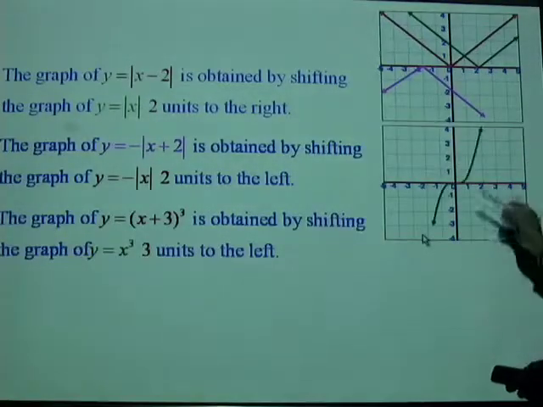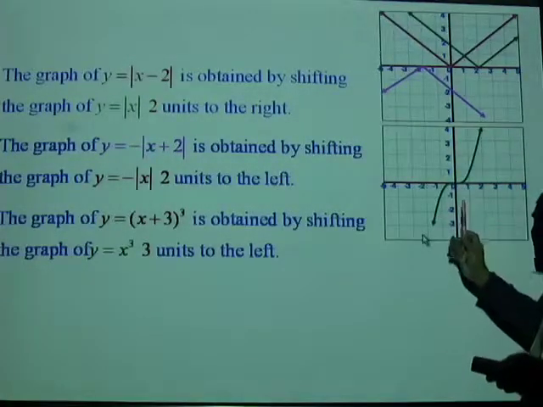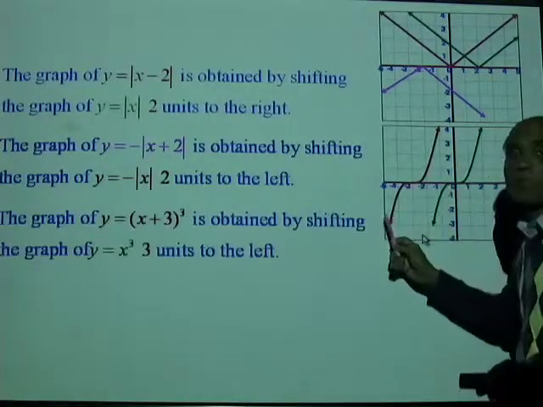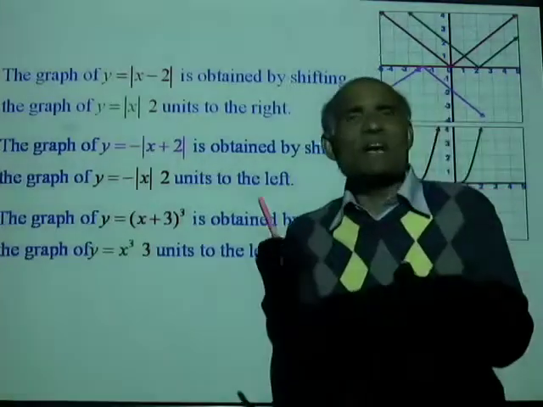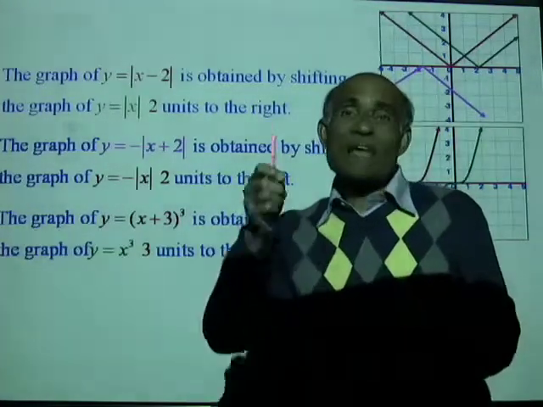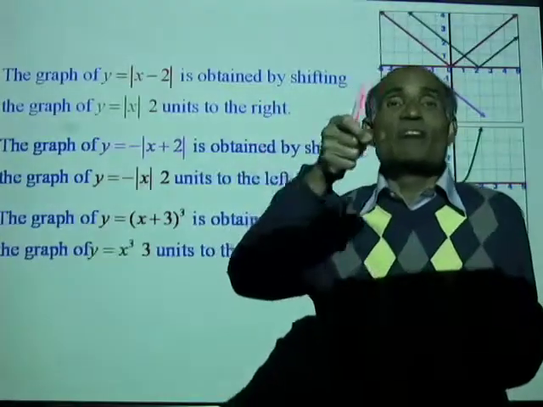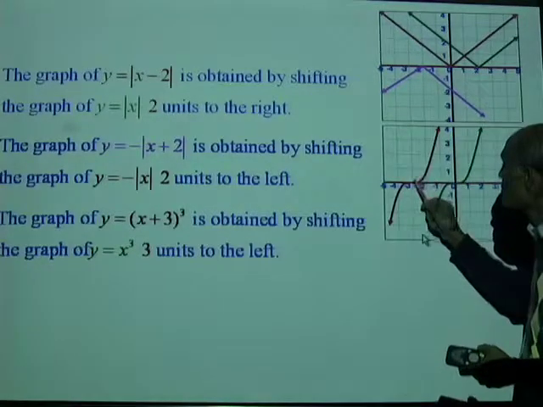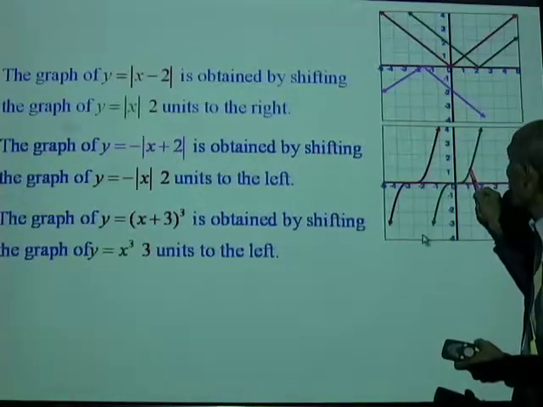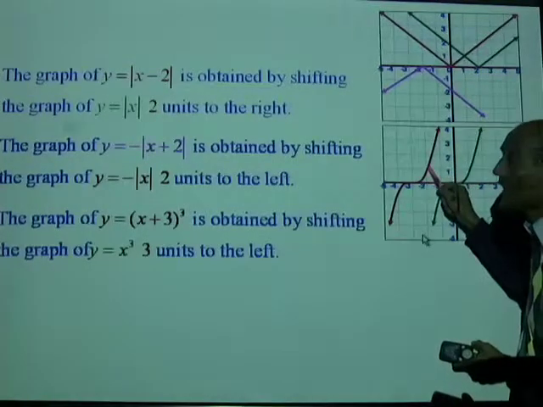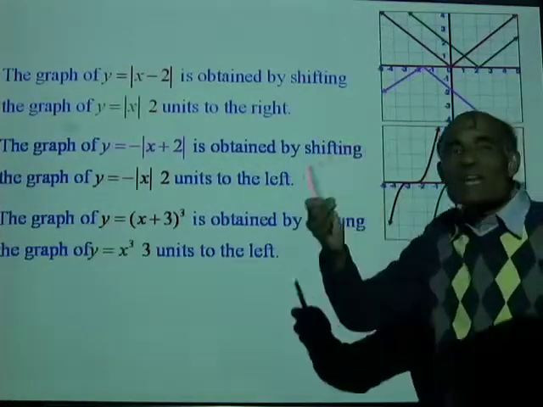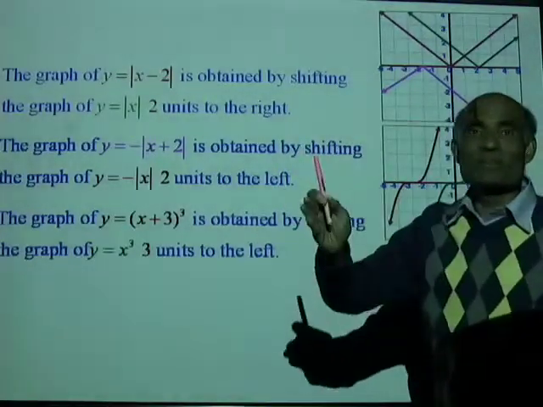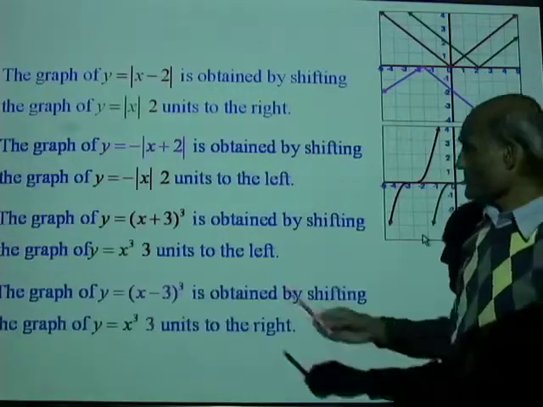Let's draw that graph. This is the graph of y equal to x cubed. Now, shift it 3 units to the left, what will happen? Look at that. Now, what do you mean by shifting 3 units to the left? You can actually take any point on the graph and shift it 3 units to the left. This point is shifted 3 units to come here. This point is shifted 3 units to come here. That's what it means. You can actually take any point on the basic graph and shift it to get the related graph.